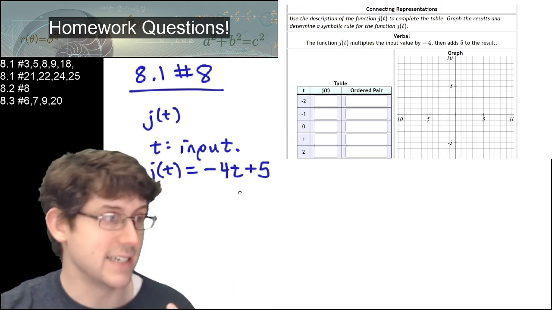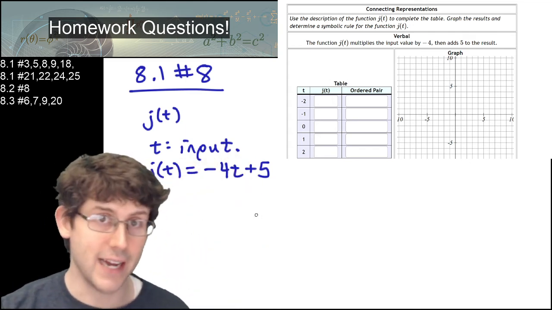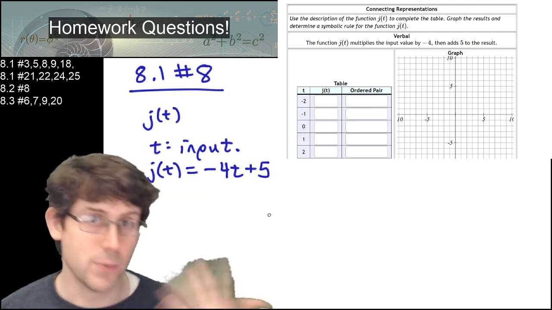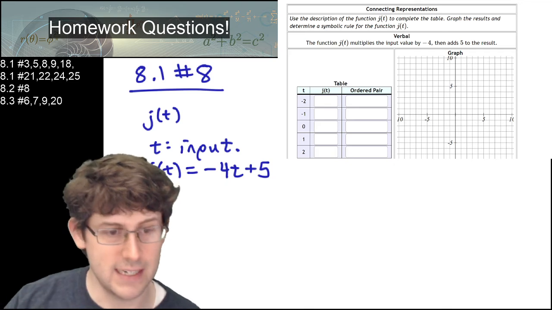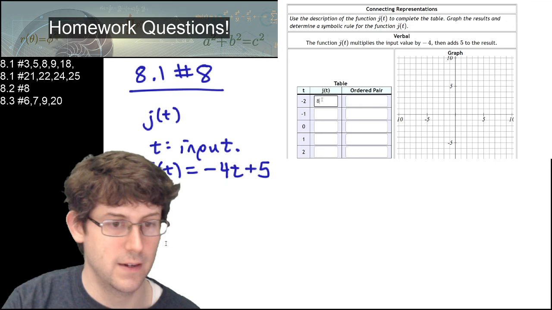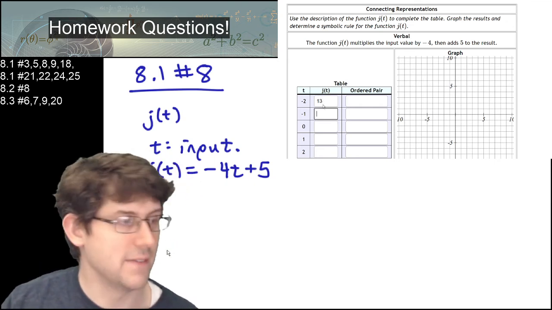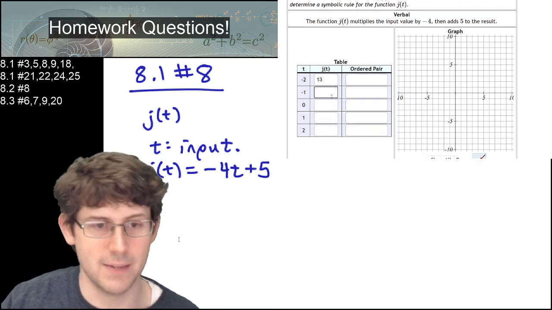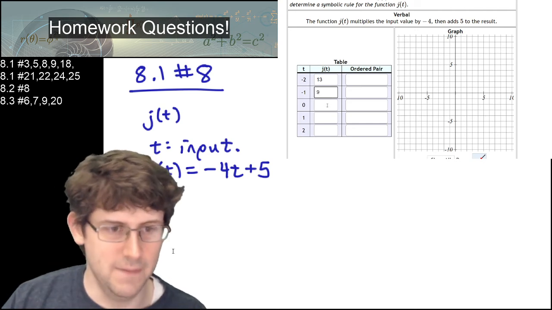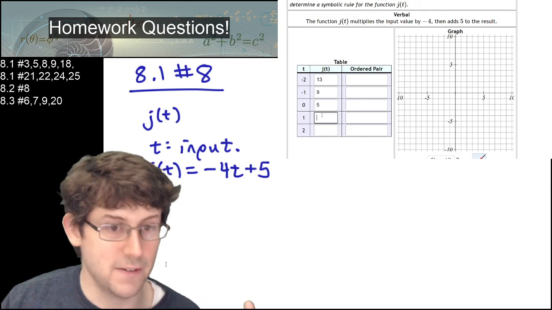In the table, I just take each of those input numbers, I multiply them by -4, and I add 5. You can either use the verbal rule or you can use the formula, and they both work. They give you the same answer. So I need to take all these numbers, like -2, multiply by -4, that's 8, and add 5, that's 13. If I do that to all these numbers, I'll fill in this whole table. So multiply by -4 gives me 4, add 5 is 9. Multiply by -4, that makes it 0, add 5, that's 5.